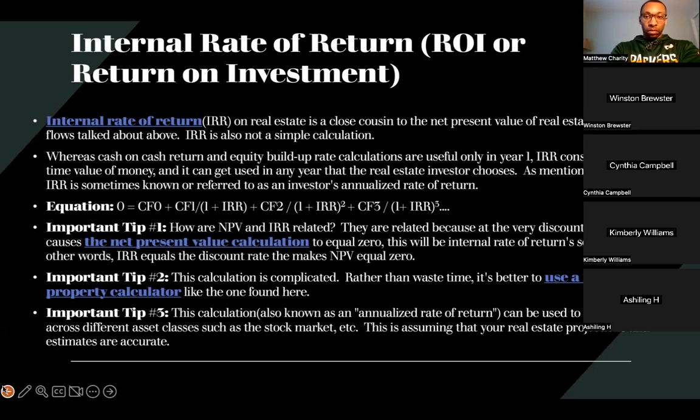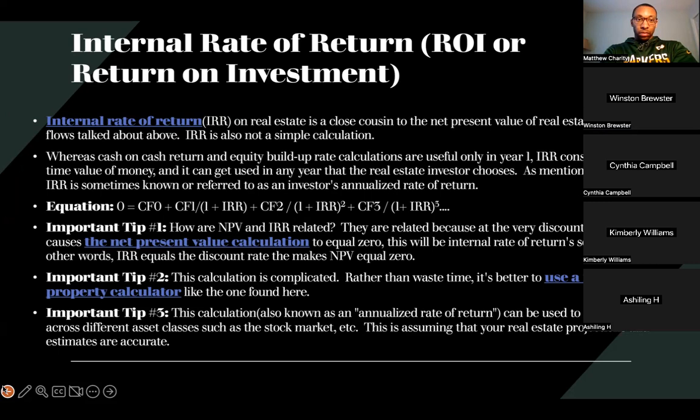Okay, this is, gosh, sorry. It's closely related to the net present value of real estate that we just discussed. It is also the most complicated calculation in my mind. That's why I put it as my last slide.